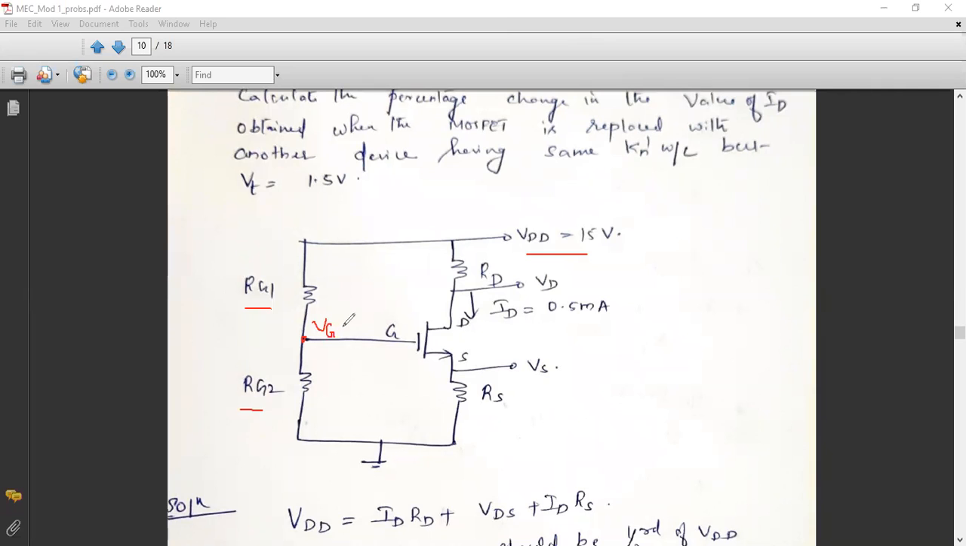Yes, Anusha, you tell me how you will write VG in terms of RG1, RG2 and VDD. Anusha R, 89, unmute and speak. How will you write VG in terms of VDD, RG1 and RG2? Apply the voltage divider rule, the fundamental thing you have learned in network analysis. Anusha. Pramod.